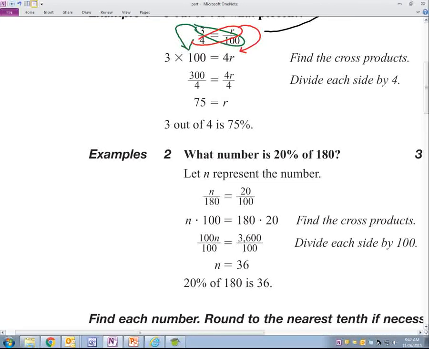Yes? It should come out evenly for the stuff that we're doing. All your homework will come out evenly. Okay, it will come out evenly.